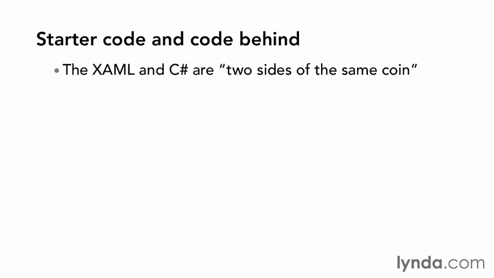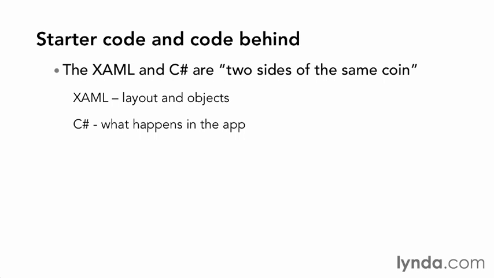The XAML file represents the layout and the objects that are in your application. It defines what is there, how it looks, and how it's arranged. However, the XAML file doesn't determine what the application does. C# is the language that we will use to define what happens on the other side of the coin, what happens when the user works with the application.